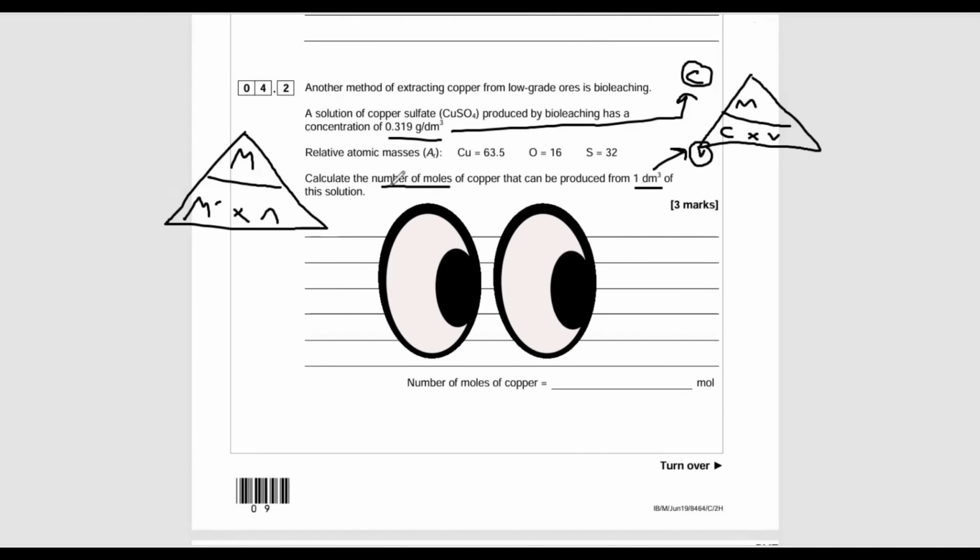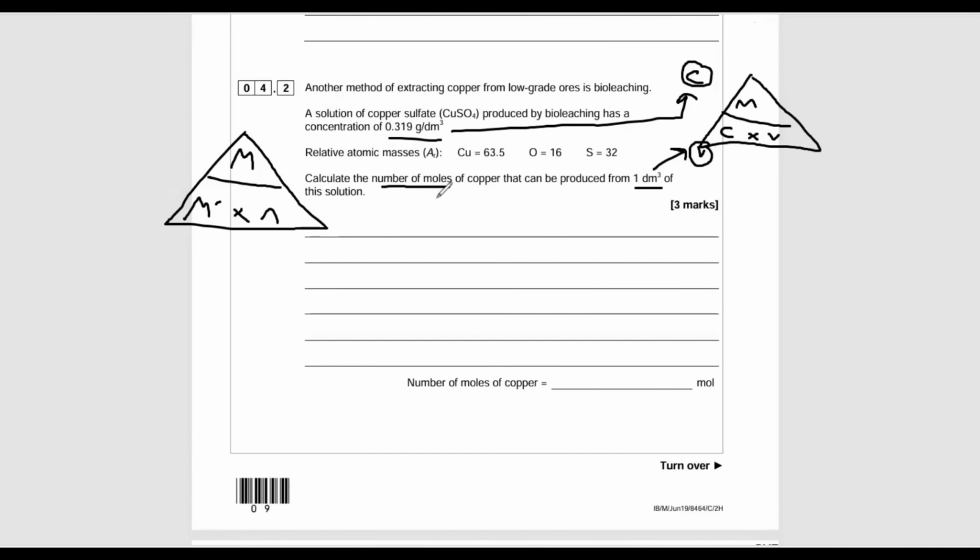They want us to find the mass. Oh no, the number of moles. Moles is N. So that's how we know we had to use this. We've got C and V. C, is it in grams per decimeter? It is. So I want to do C times V. So C is 0.319. Let's times it by V.